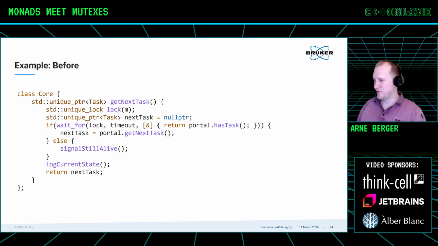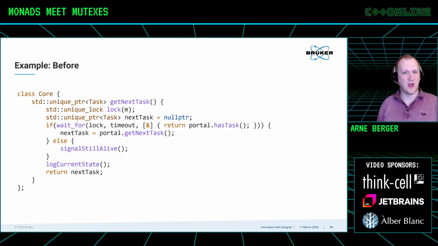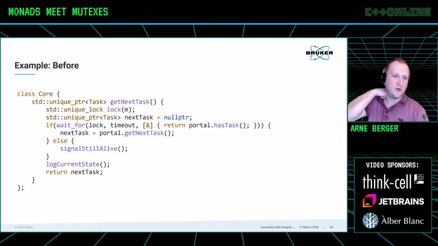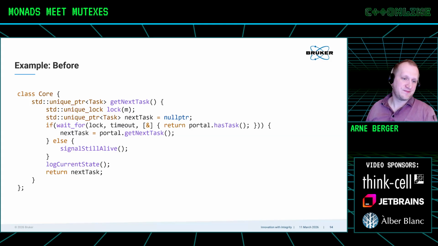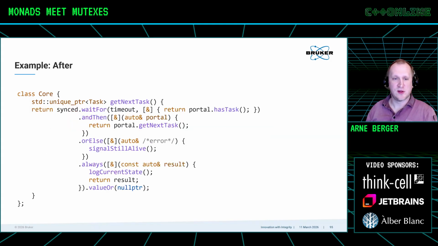And this is a function from before that we had at the beginning with the if, wait for, and then next task thing. And that now looks like this. We saw this before with a function chain from the top. So we have the wait for, then we have the andThen, orElse, and always, that signal lock.